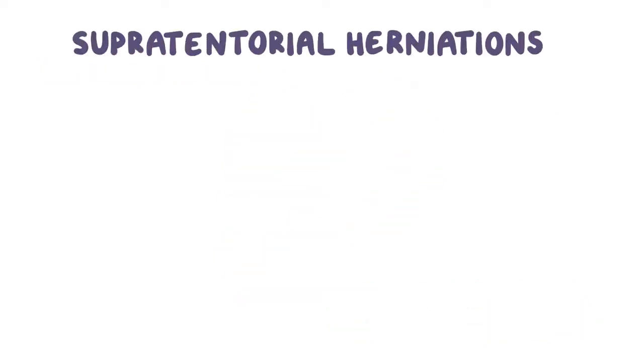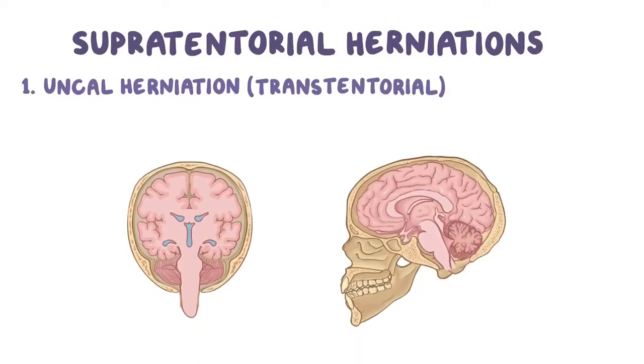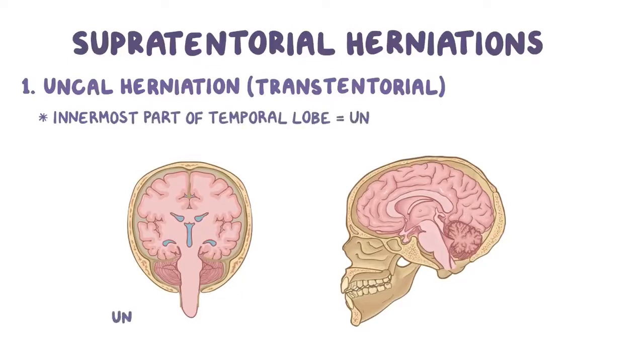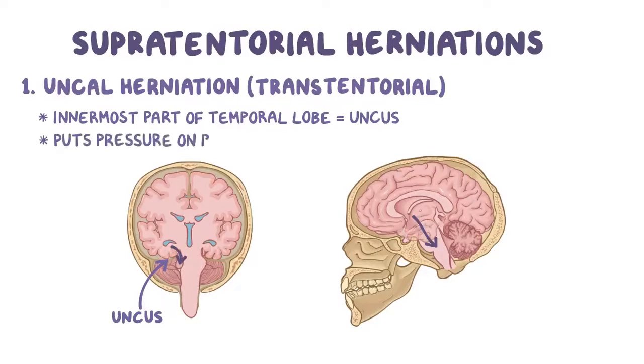Alright, so supratentorial herniations include 4 types of displacement, and these differ by the exact part of the cerebrum that's affected. The first type of supratentorial herniation is uncal herniation, also referred to as transtentorial herniation. In this, the innermost part of the temporal lobe, called the uncus, slips down toward the tentorium and puts pressure on the brainstem.